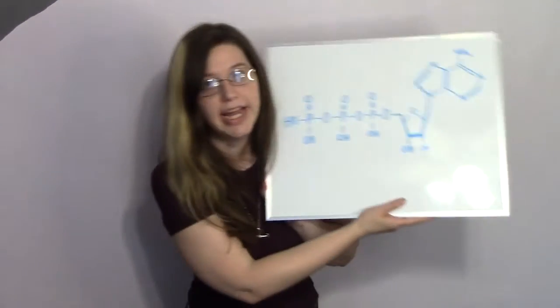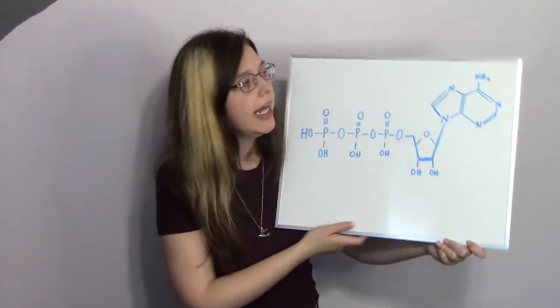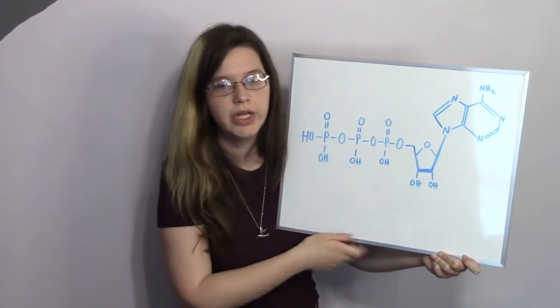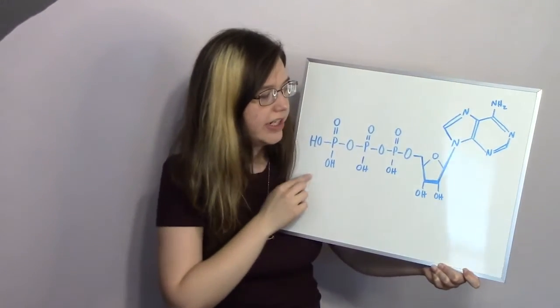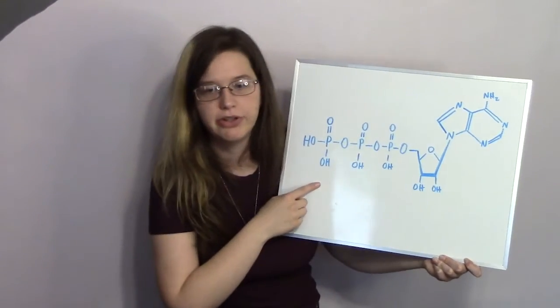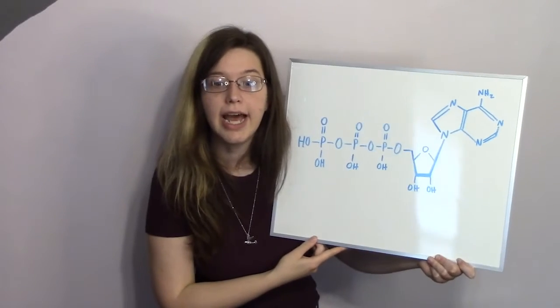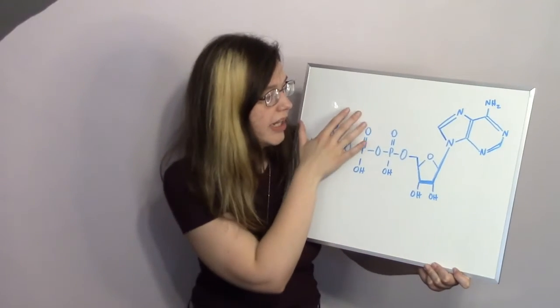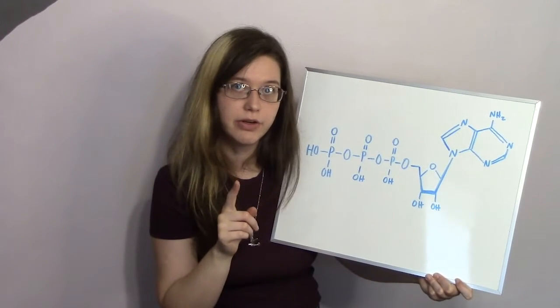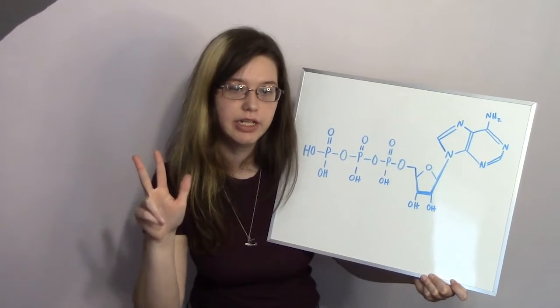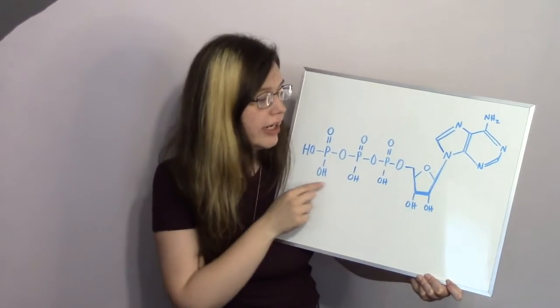Most energy in the cell is stored in the form of ATP. And here we have ATP. ATP is short for adenosine, which is this part, and then triphosphate, 3 phosphate groups. It's like the adenine in RNA, which would be that much, but instead of having 1 phosphate group, it has 3. Hence the triphosphate.